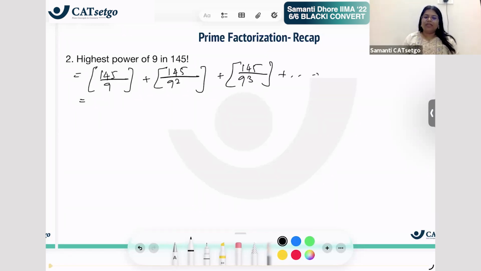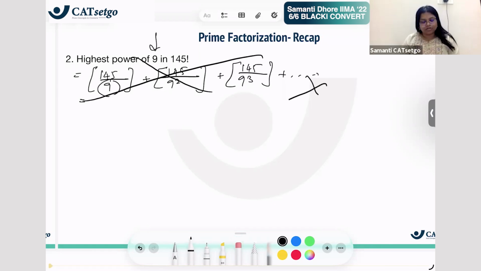Okay, so this will give you an answer, but this method is wrong. Why is this method wrong? This method is applicable only when in the denominator we are dividing by a prime number. Are we dividing by a prime number here? Is 9 prime? No, 9 is not prime. So if 9 is not prime, we cannot use this method, right?